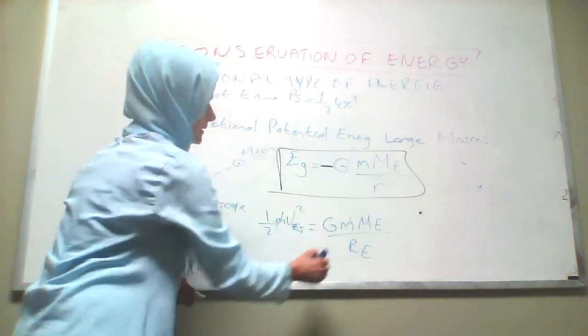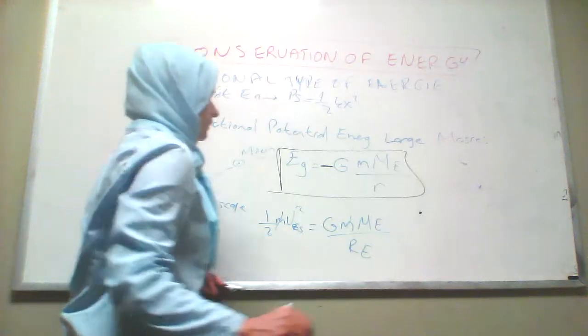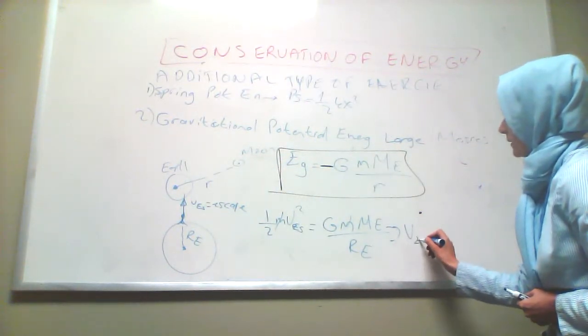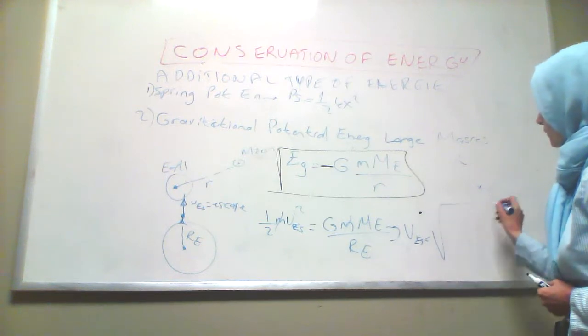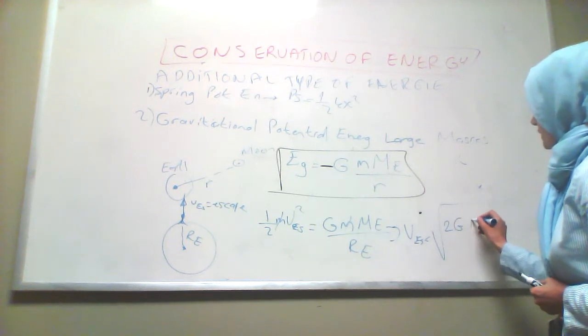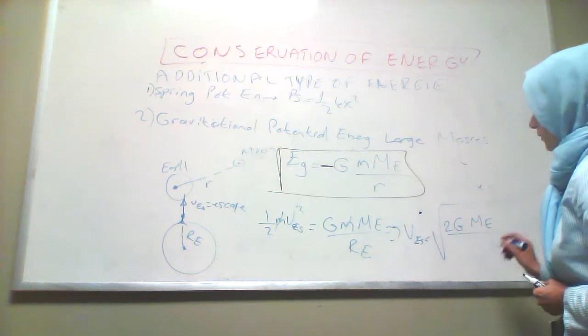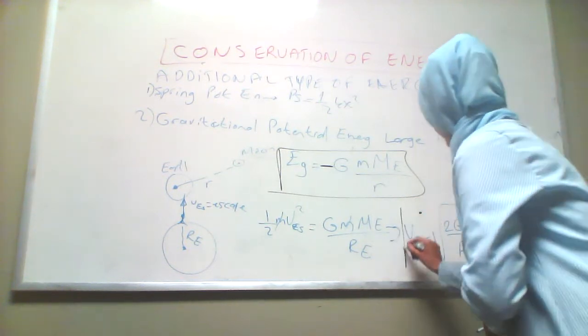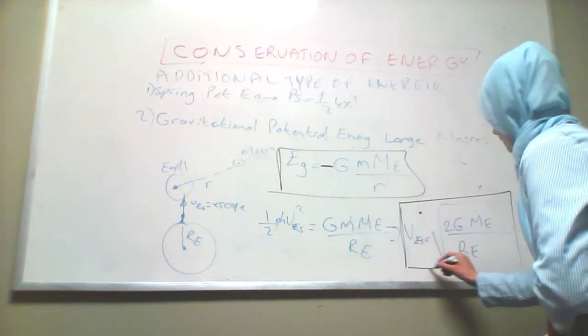And my mass cancels in here, and the escape velocity for me can be calculated as v escape is equal to square root of 2G M Earth over R Earth. This is the escape velocity for Earth.